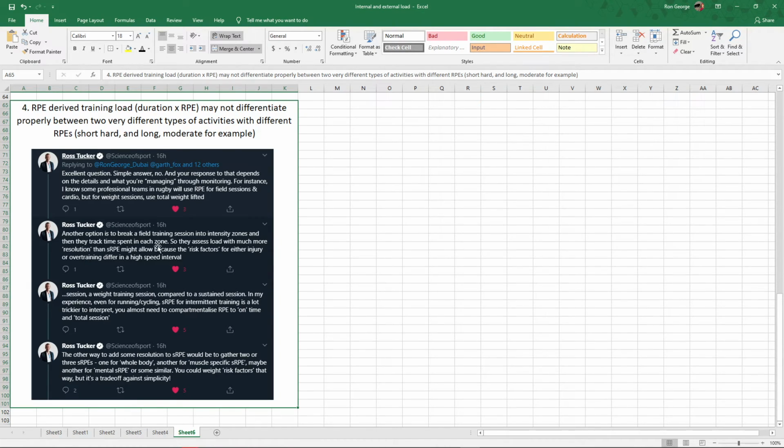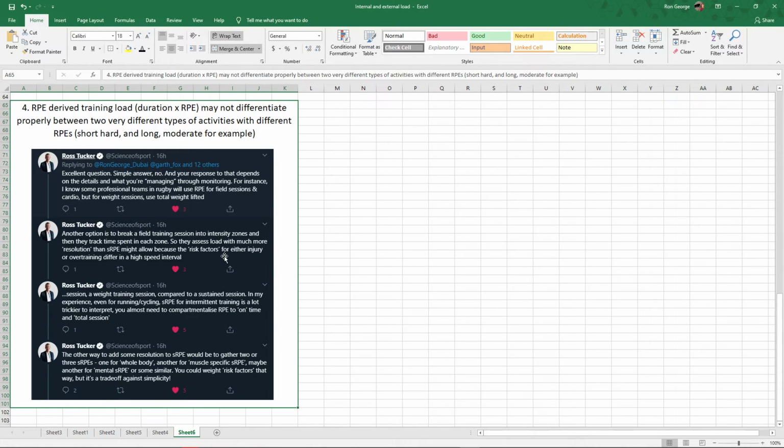Another option is to break a field training session into intensity zones, and then they track time spent in each zone. So they assess load with much more resolution than sRPE might allow, because the risk factors for either injury or overtraining differ in high-speed intervals. Yeah, that's true.